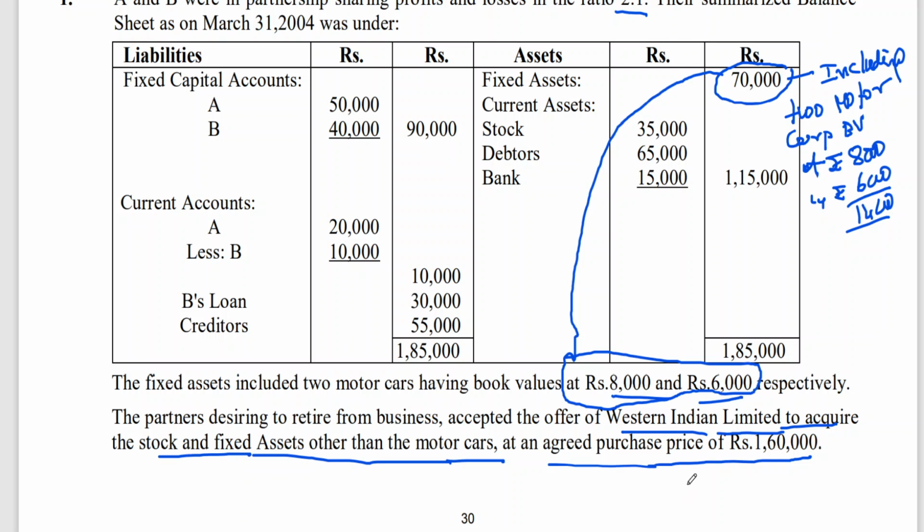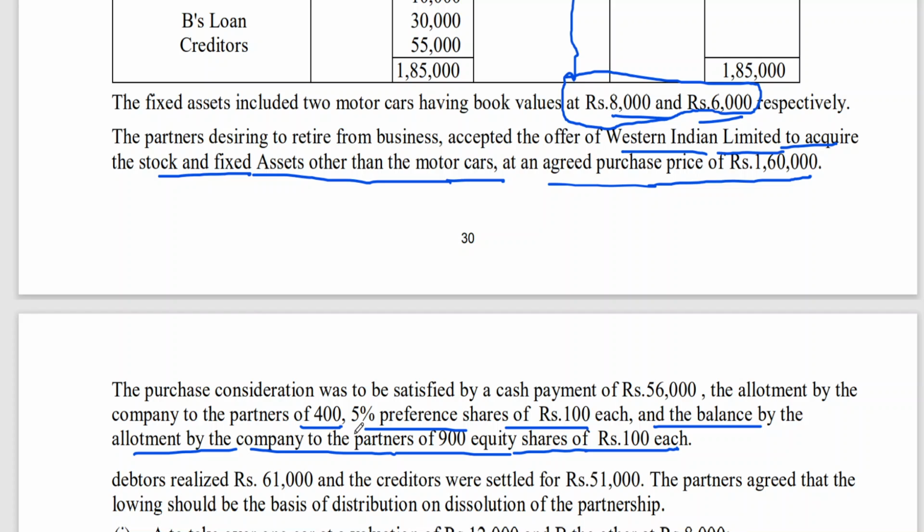So I told you purchase price has been given. That is, purchase consideration has been given in the problem here itself. We need not calculate purchase consideration. The purchase consideration was to be satisfied by a cash payment of 56,000.